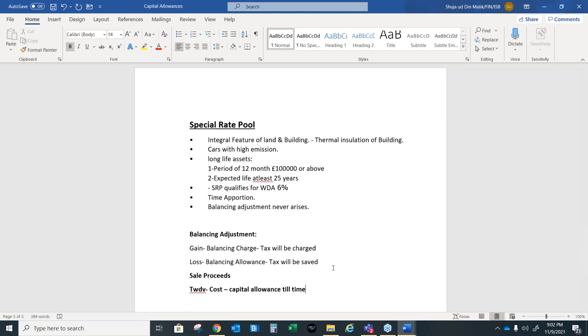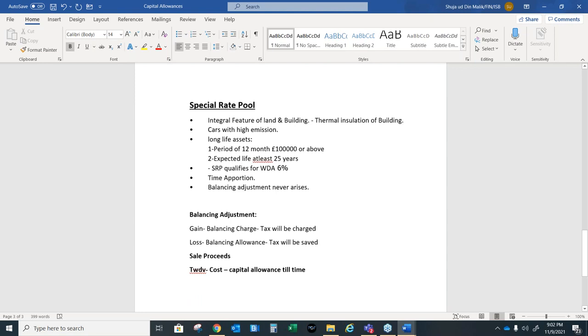And if the balancing adjustment arises on a car, or any asset with private use, that is disposed of, we account for the business percentage only for capital allowances. Any questions?